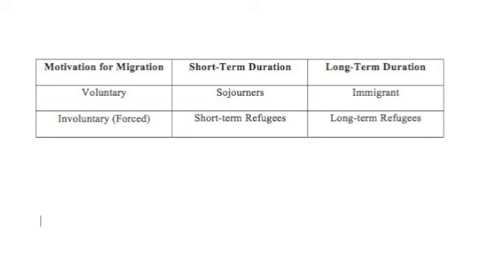To understand intercultural adaptation, we first need to discuss the different types of migrants. Migrants are classified by two categories: the motivation for the migration and the duration of the migration. If a person's migration is voluntary, they are called either a sojourner if their migration is short, or an immigrant if their migration is long. If a person's migration is involuntary or forced, they are called either a short-term or a long-term refugee.